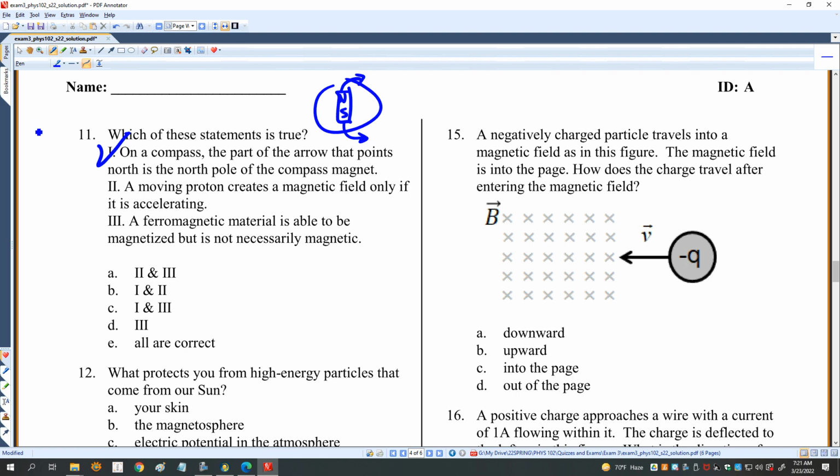A moving proton creates a magnetic field only if it is accelerating. That would be true if this statement was not there, so 2 is not correct. A ferromagnetic material is able to be magnetized, but is not necessarily magnetic. Of course, so you see iron all the time and other metals that are not permanent magnets, and yet they are able to be magnetized, so they are ferromagnetic. So 1 and 3 are correct. C is right.